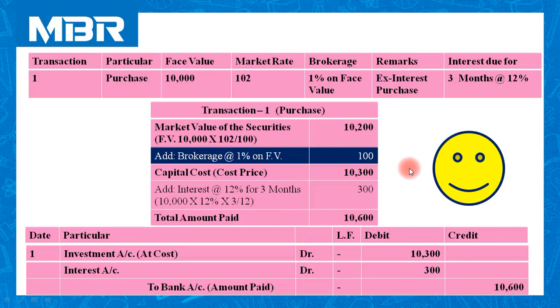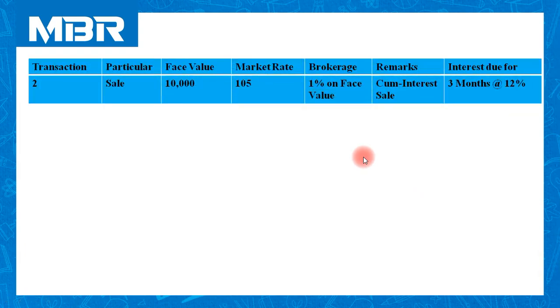Let us move to the next part of our learning. It is all about sell. Transaction number 2, particular sell. Face value is 10,000. Market rate 105. Brokerage is given at the rate of 1% on face value. The nature of the transaction is a cum-interest sell. And the period included over here is 3 months at the rate of 12%.